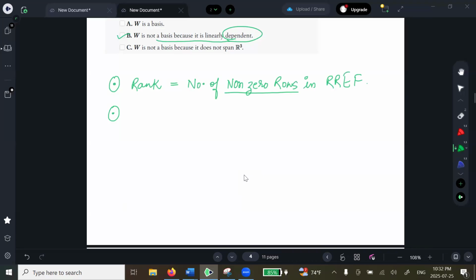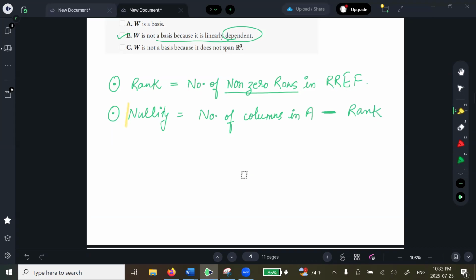What else? Nullity. Nullity is nothing but the number of columns in your matrix A minus the rank. And this gives rise to the popular rank nullity theorem. If you have been reading my lecture notes from the start, you will know how much I love this theorem, how much I keep coming back to it until the end of this course when I teach it. Nullity is the number of columns in A minus the rank.